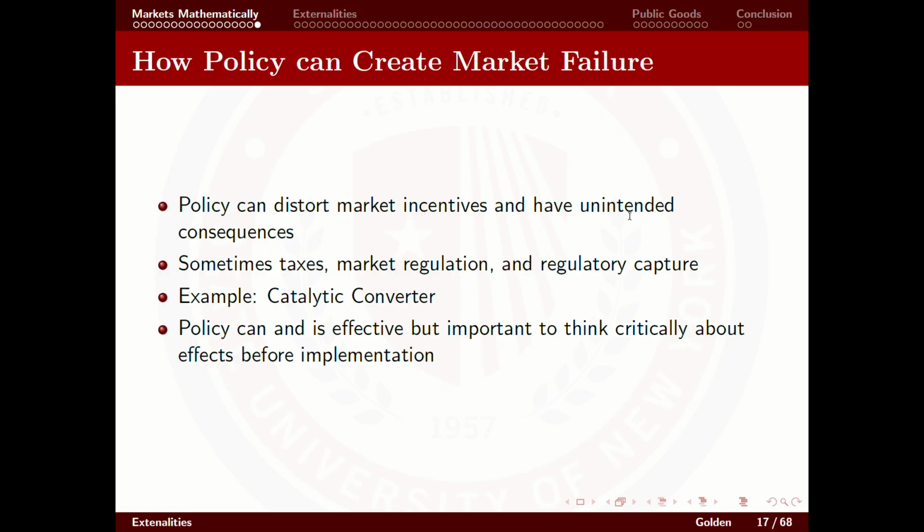A good example is the catalytic converter. With the original catalytic converter, one company patented this way to remove a pollutant that was created by cars. I believe it was sulfur dioxide, and then the catalytic converter removed that pollutant, and so it was mandated that every car have a catalytic converter, but several other car makers were very close to a clean engine. So just a reminder that you have to think about the effects before implementation, because policy has unforeseen and often dynamic impacts.